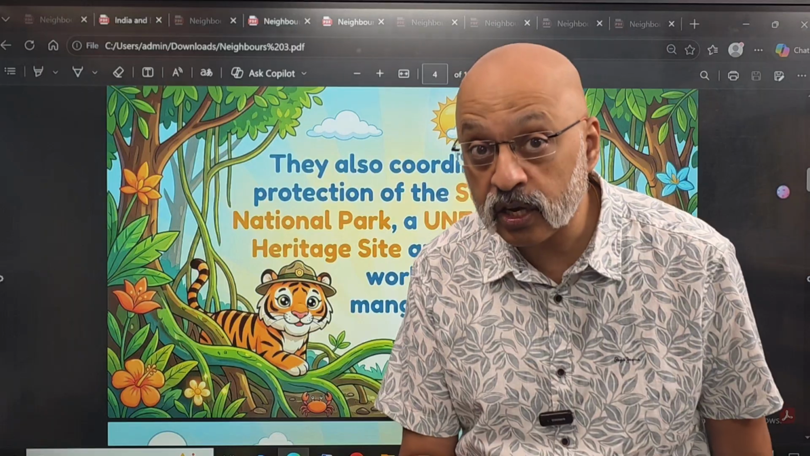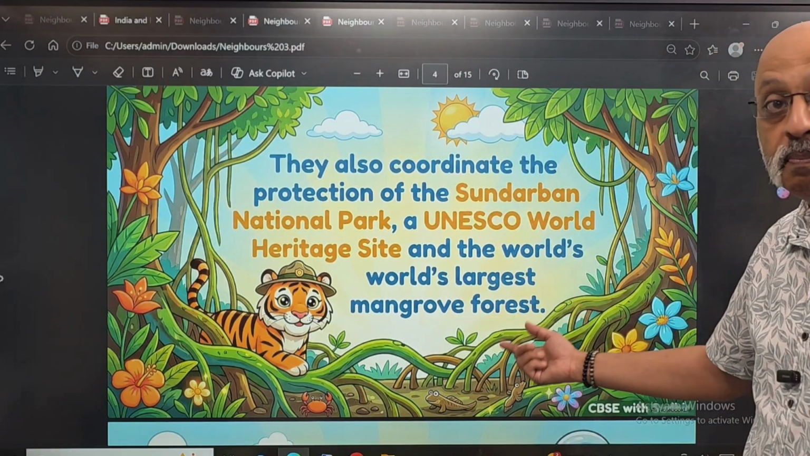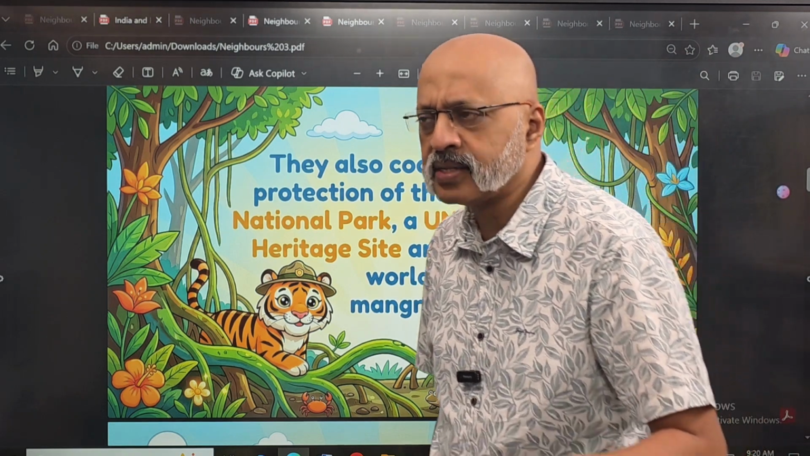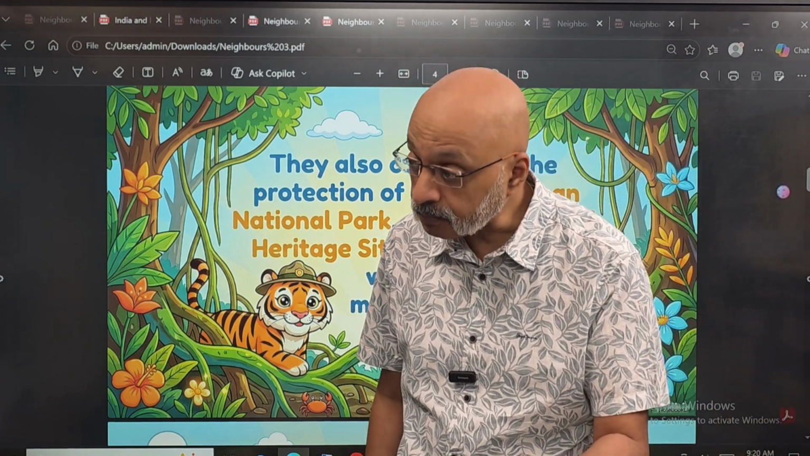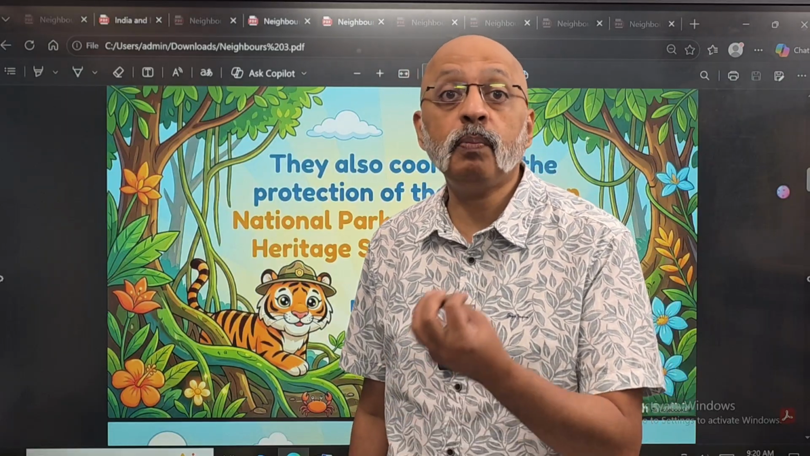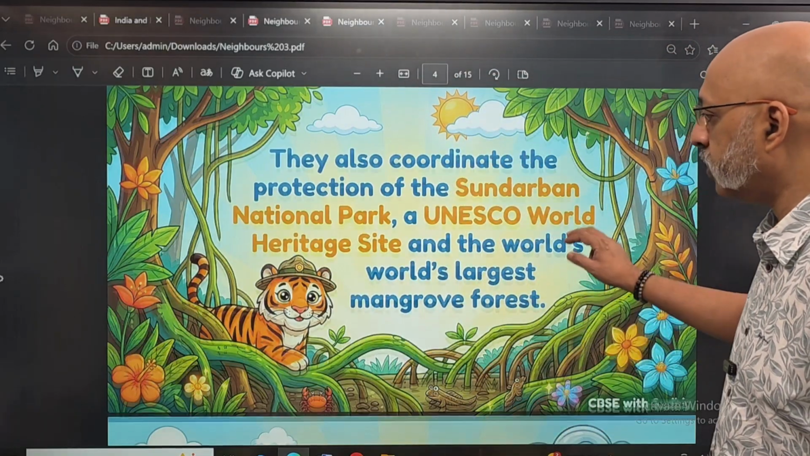You have many varieties of crocodiles there, and the world's largest mangrove forest, which we have studied, or are going to study, in 8th class. Sundarbans, the mangroves. Those are all meant to be protected. So both countries, both governments, are equally involved in that.